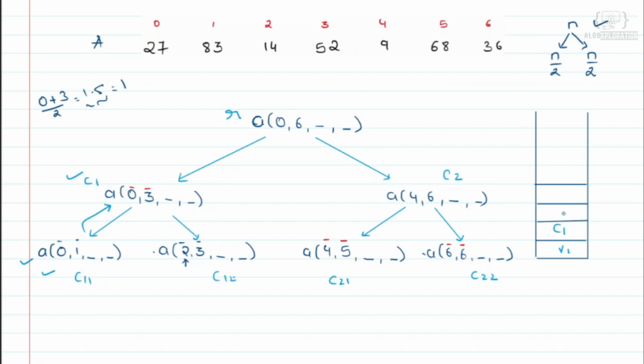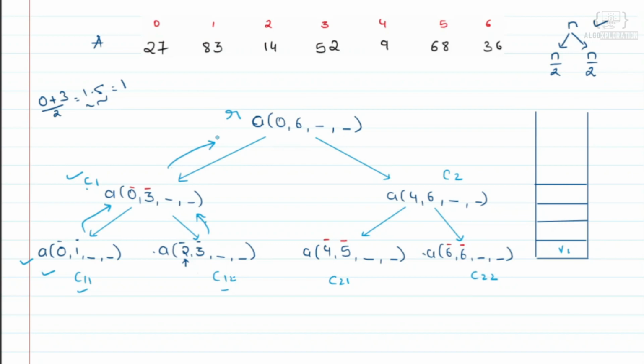So let's delete it. Now after that C1 will call its right child, that is C12, and here also, since it is a small problem, it will execute and return its value to C1, that is the parent, and it will get popped. So let's delete C12 also. Now C1 has both the values from C11 and C12, so it will return its value to root and this also will get popped.